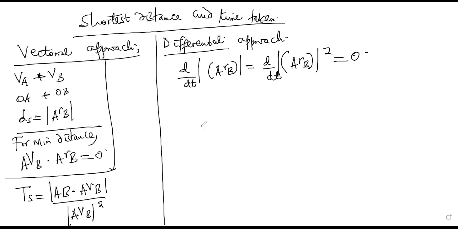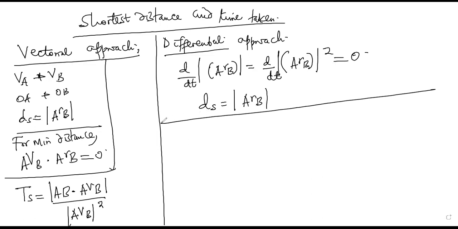Then after getting the time, the minimum distance, ds, is equal to the magnitude of ARB. So it's all about getting the value of time. We can get time by dotting AVB and ARB, or by dotting AB and AVB out of the magnitude of AVB squared, or we can find the derivative of the square of ARB. That is how we get time. Then after getting time, we can easily get ds, or the shortest distance.